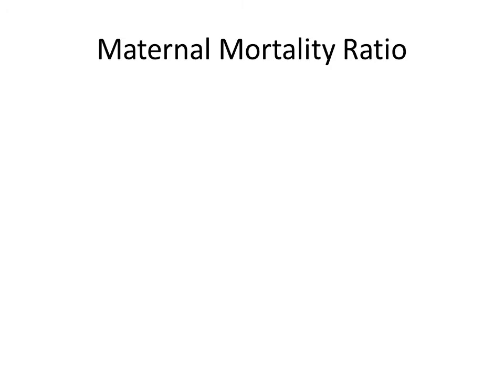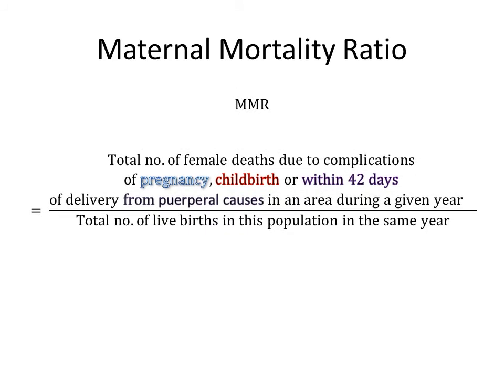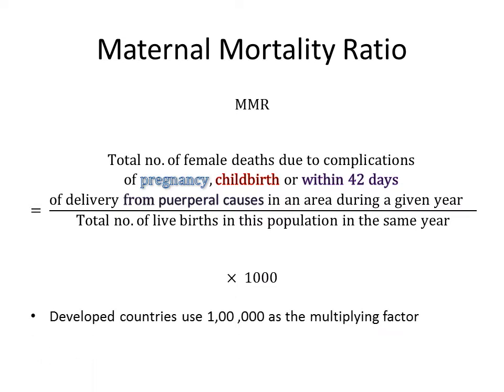The formula for maternal mortality ratio is total number of maternal deaths divided by the total number of live births in the same population or the same year into 1000. Developed countries use 1 lakh as multiplying factor, otherwise they will get their values in decimals.